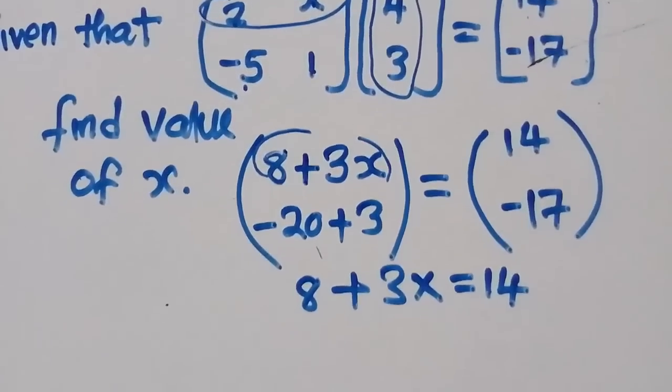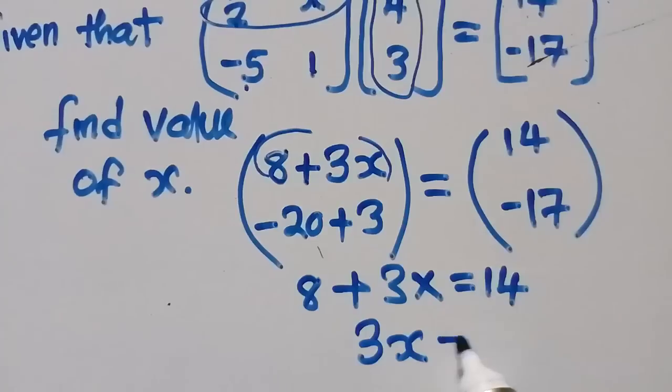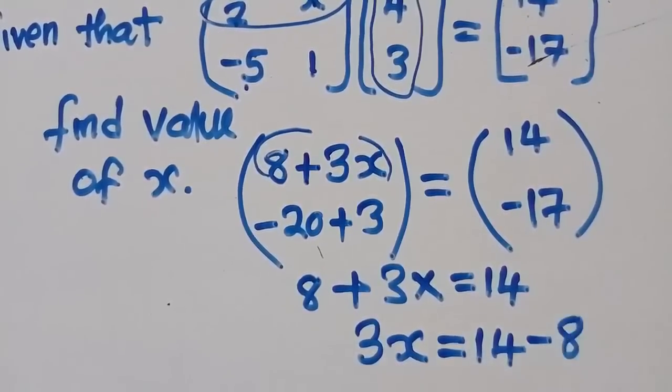Then you group the like terms. Where 8 goes to the other side, you are going to have 3x is equal to 14 minus 8. This is what we are going to do. So 3x is equal to 14 minus 8. What answer are you going to get?